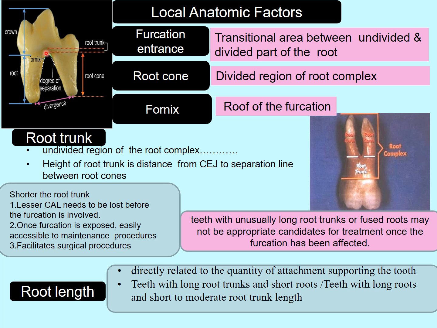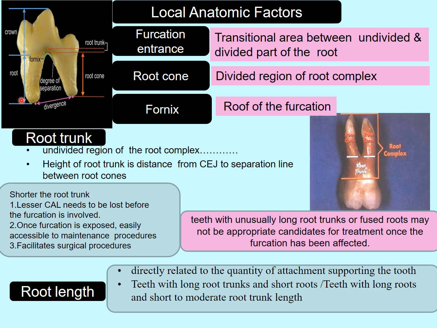Then coming to the root trunk. This is the undivided region of the root complex, that is the root trunk, and this is the root length. The root cone is the cone-shaped portion of the two roots, and the length is this. So this is the root length.